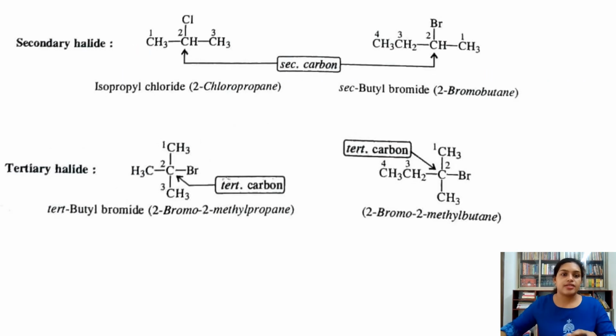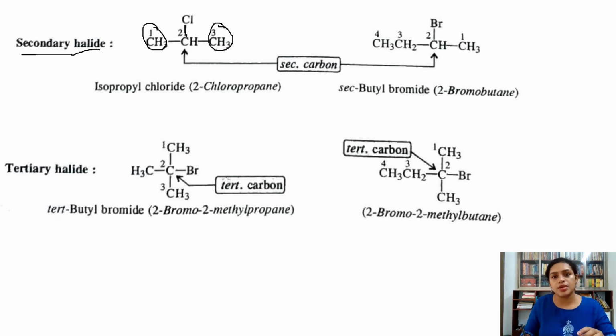Now let's see the secondary halide. Here, the halogen is attached to a secondary carbon atom. The definition is simple. In the first example, you can see that the Cl is attached to carbon number 2, and this carbon number 2 is directly attached to carbon number 1 and carbon number 3. So 2 other carbon atoms. Here the halogen is attached to a secondary carbon atom.